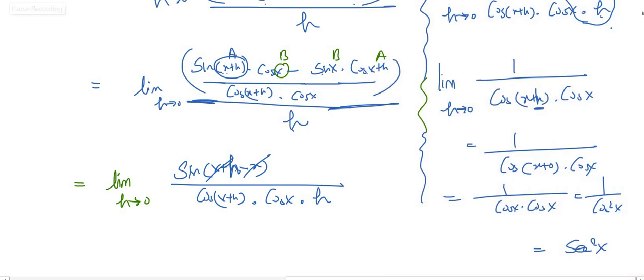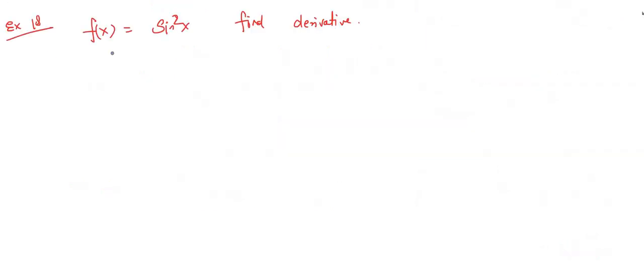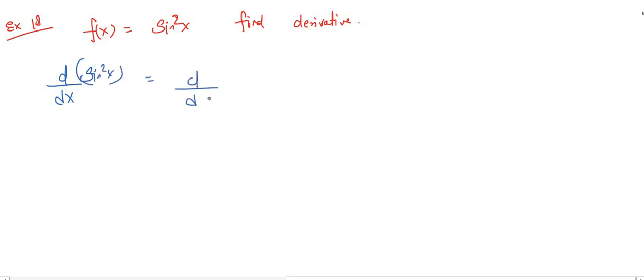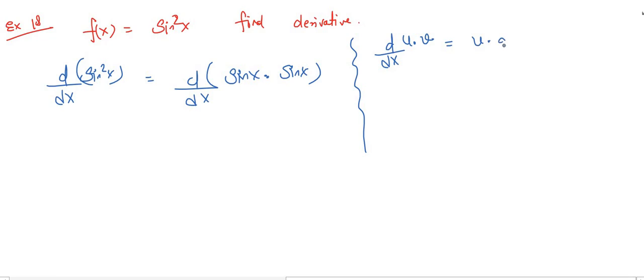Let's see the next example. This is example 18. We have to find the derivative of sin square x, so d by dx of sin square x. We don't know any formula for it, so can I write sin x into sin x? This we don't have to find out using first principle, so we will use the product rule. The product rule says the derivative of two functions u and v is u as it is, derivative of second, plus v as it is, derivative of first function. This is the formula.